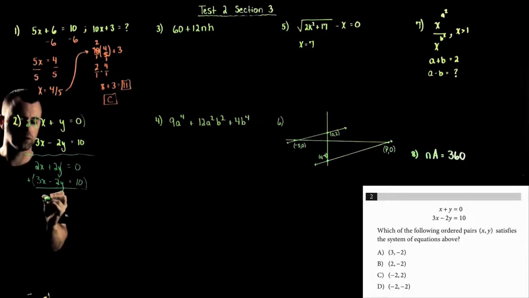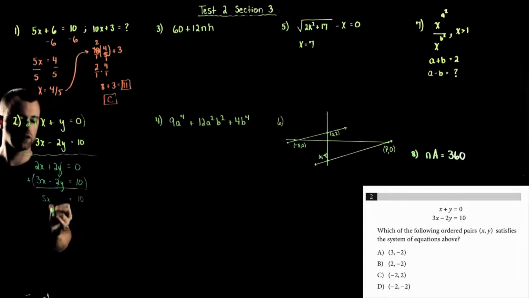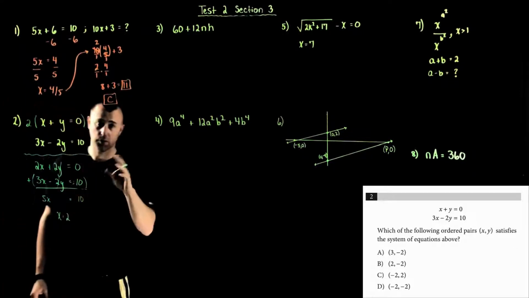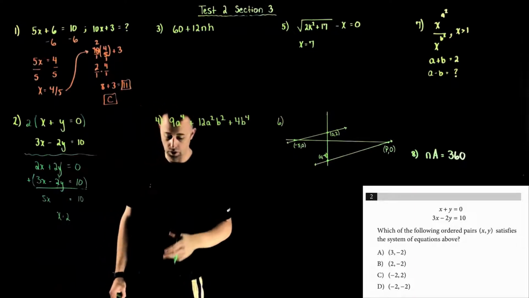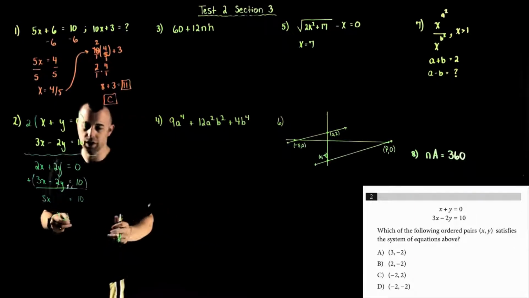2 plus 3 becomes 5x. 0 plus 10 is 10. So 5 times 2 is 10, so x is equal to 2. Now instead of plugging in for y, which you can do, it's negative 2, you want to look at your answer choices. Notice the only one that has an x equals 2 in it is B.